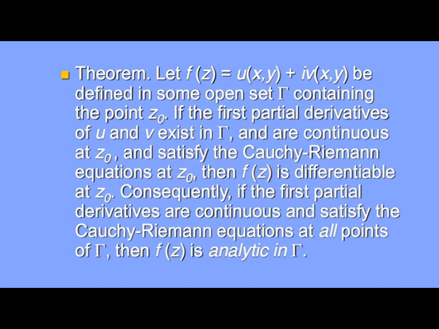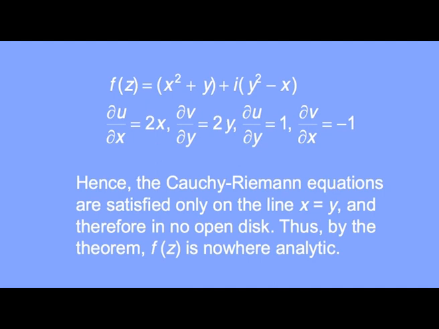Consequently, if the first partial derivatives are continuous and satisfy the Cauchy-Riemann equations at all points of gamma, then you say the function f of z is analytic in the entire region gamma. So, let us quickly see an example.